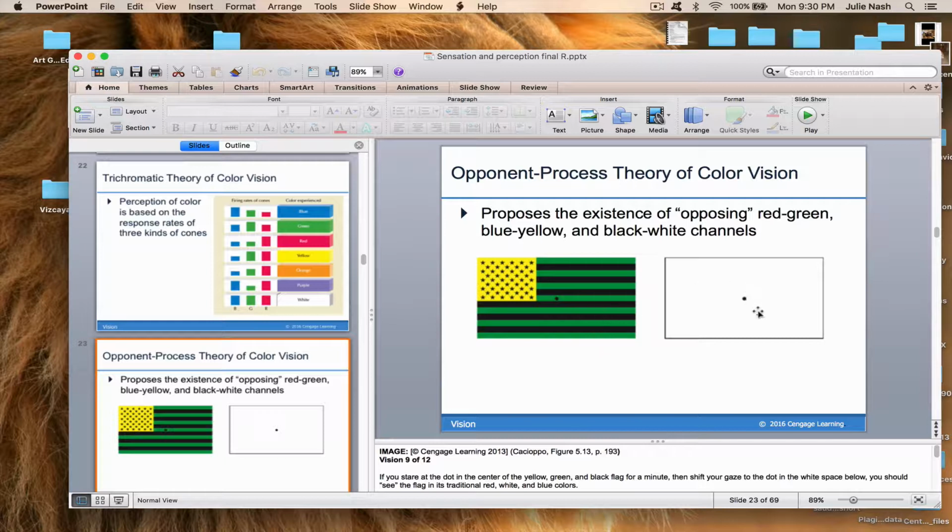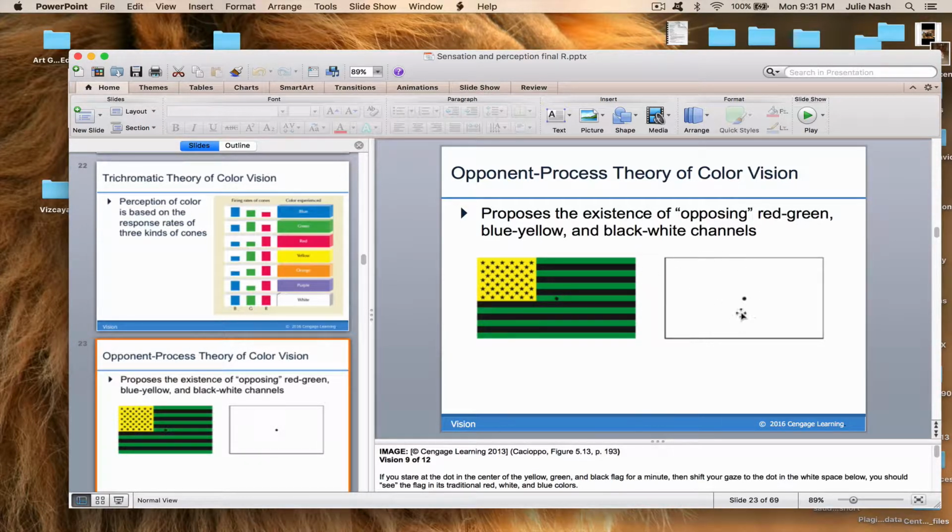Now shift your eye over to this one and you should see the American flag. If you do it for 1 minute, you'll see it much clearer. But the point is that you just saw the evidence of the opponent process. Okay, so you were looking at the green and yellow, and it was fatiguing your receptors. They were on the switch for green and yellow. The opponent of yellow is blue, and the opponent of green is red.